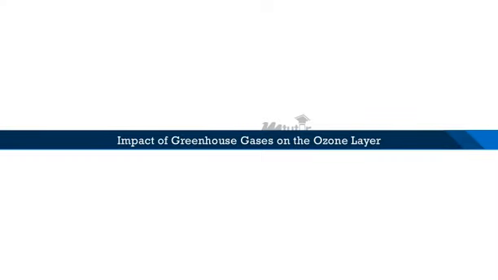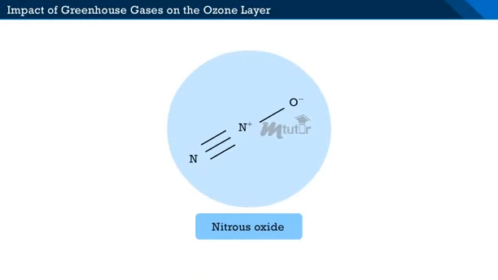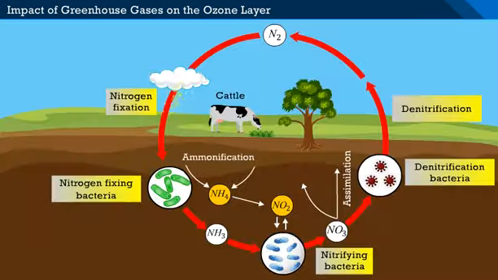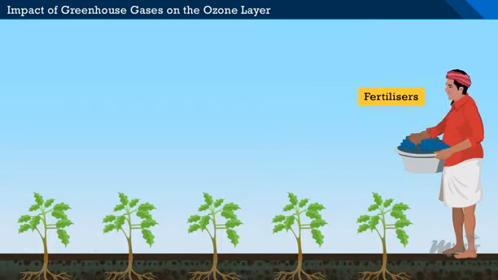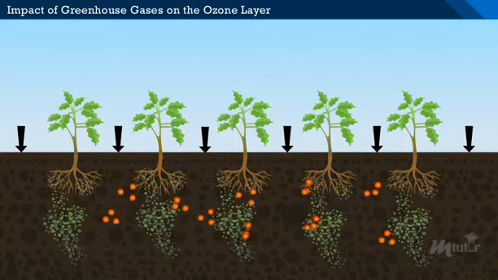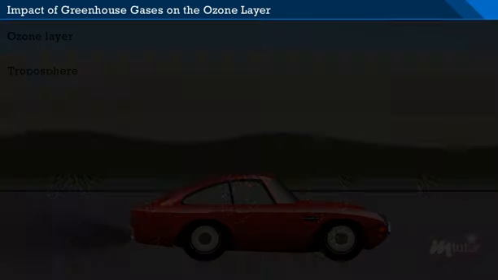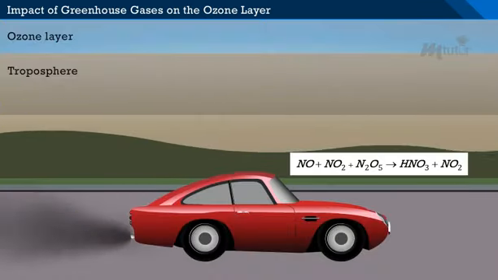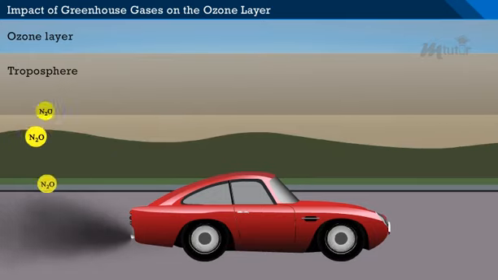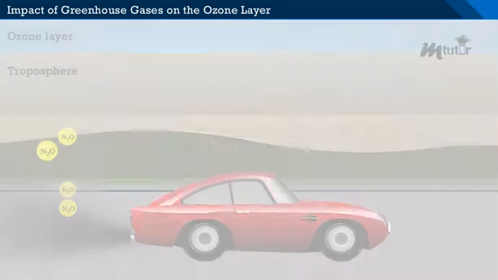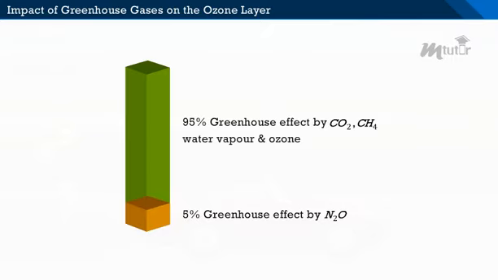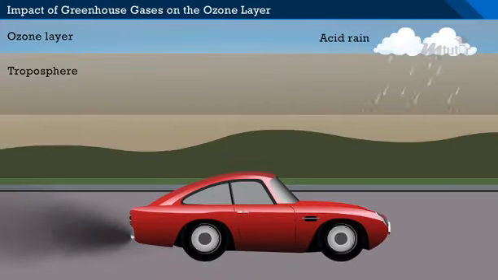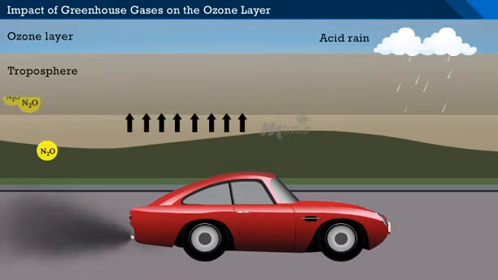Impact of greenhouse gases on the ozone layer. Nitrous oxide is generally produced as a byproduct of the nitrogen cycle, due to fertilizer use in agriculture and microbial activity in the soil. It is also emitted by vehicle exhausts. Nitrous oxide contributes about 5% of the greenhouse effect, leading to acid rain, and depletion of the ozone layer in the atmosphere.